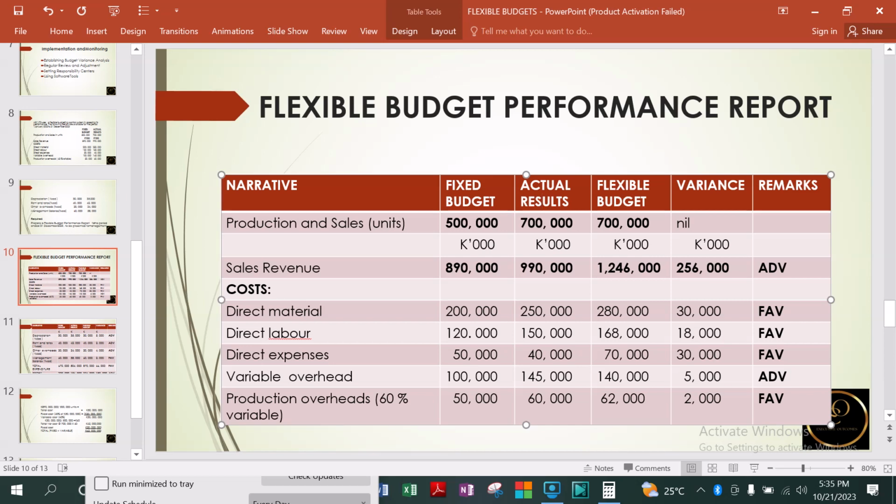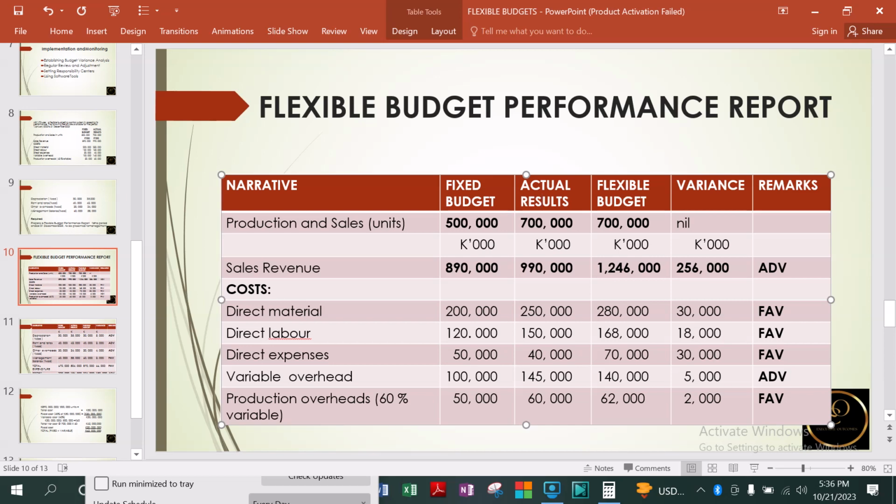It would have been 1,246,000,000, but we only managed to generate 990 million kwacha. So we are short of 256 million kwacha. Since we are short, it is bad, therefore adverse variance.